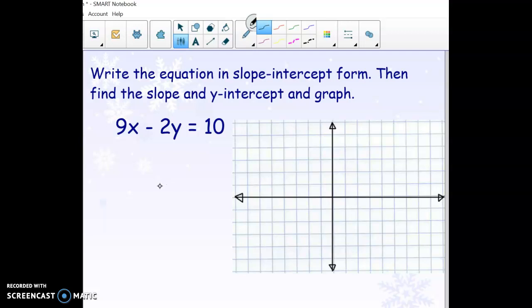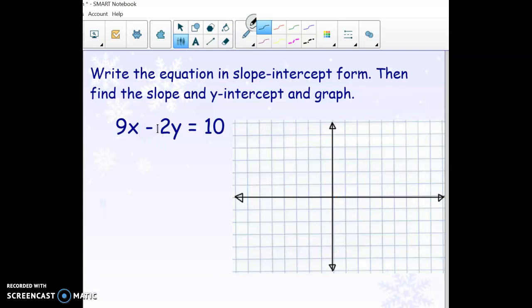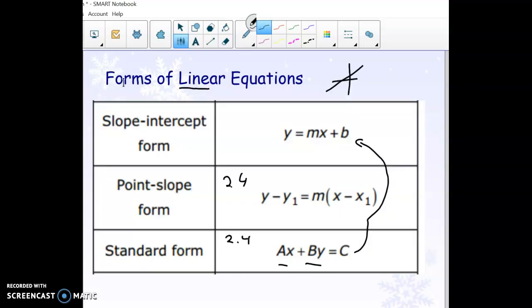All right, so here we go. So this would be standard form. Just to get a little practice, standard form is where x and y are on the same side of the equation. You don't really have to know that yet, but currently it's in standard form, and we want to get it in slope-intercept. For slope-intercept, that just has y by itself. So when they ask for slope-intercept, that just means get y alone.